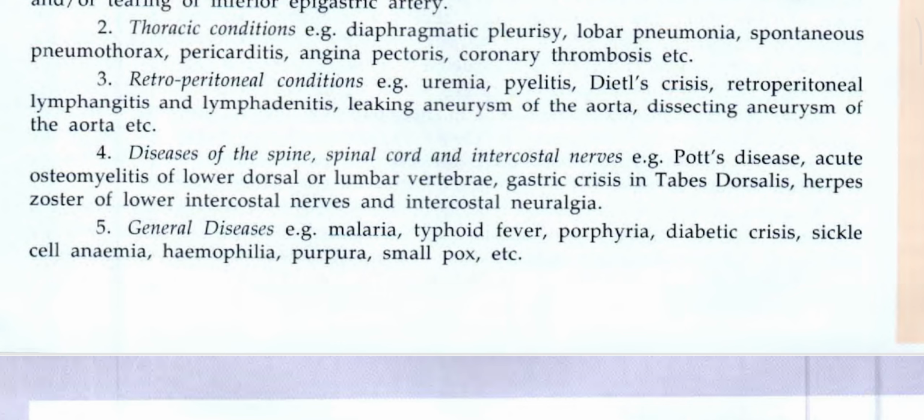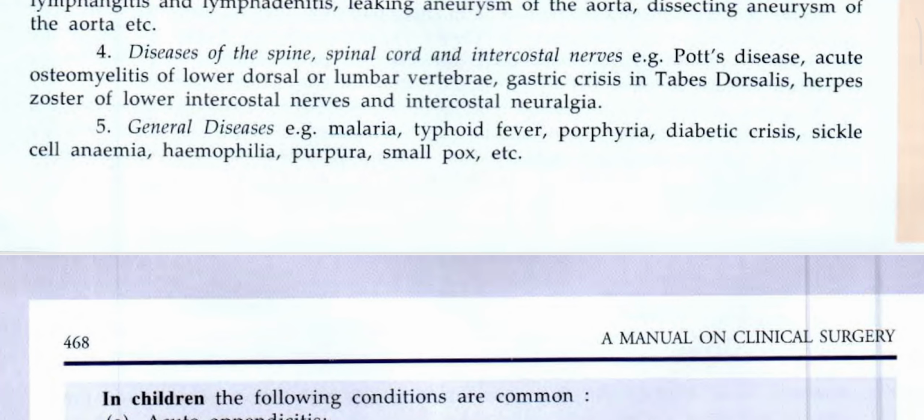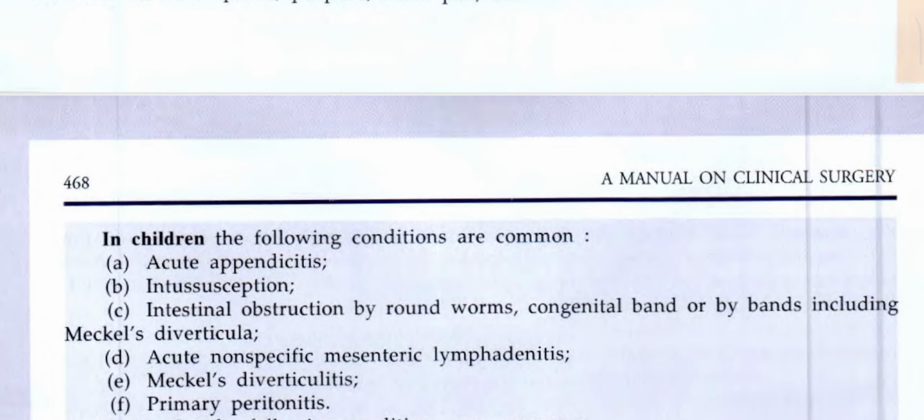Disease of the spine, spinal cord and intercostal nerves. Example: Pott's disease, osteomyelitis of the lower dorsal or lumbar vertebra, gastric crisis in tabes dorsalis, herpes zoster of lower intercostal nerves, and intercostal neuralgia. Generalized disease. Example: malaria, typhoid fever, diabetic crisis, sickle cell anemia, hemophilia, purpura, smallpox, etc.